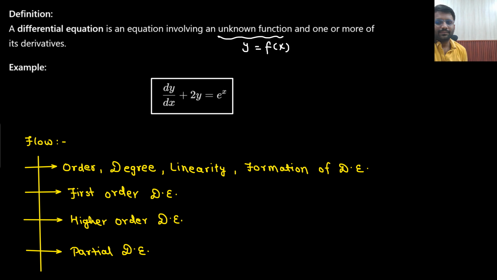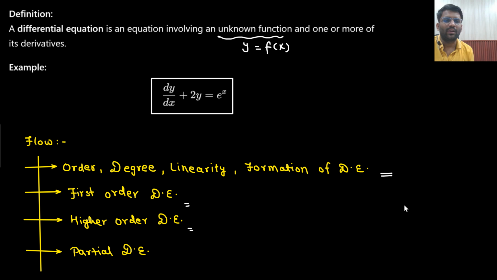Understandable? Now in what flow will we study this chapter? First of all we will study order, degree, linearity and formation of a differential equation. This will be our first part. Then we will study first order differential equations, then higher order differential equations, and then partial differential equations. This will be the flow. One by one we will go, and everything will be crystal clear to you. Our first target is to understand the meaning of order, degree and linearity.